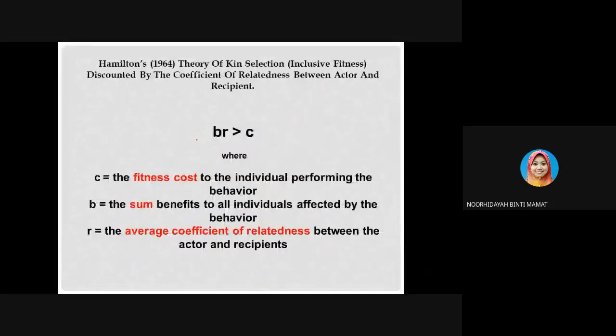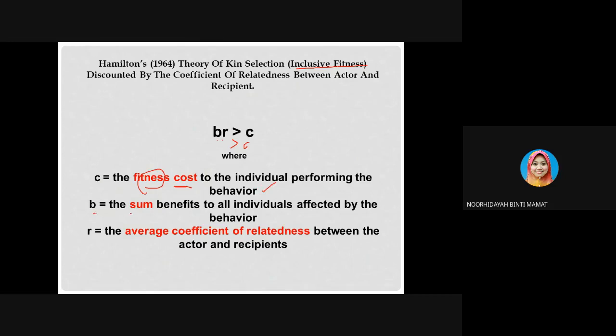So this is Hamilton's rule, from the theory of kin selection, the inclusive fitness, discounted by the coefficient of relatedness between the actor and the recipients. So rB must be larger than C. Whereas C is the fitness cost to the individual performing the behavior, the actor. We categorize fitness as the survival rate or the reproductive success. So we call it the cost to the fitness of the individual performing the behavior, the actor.